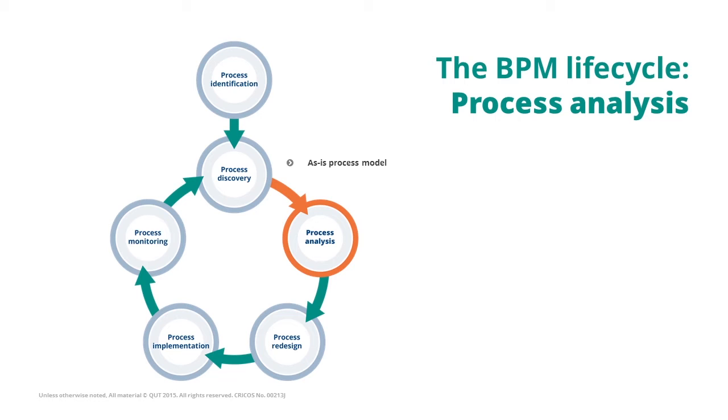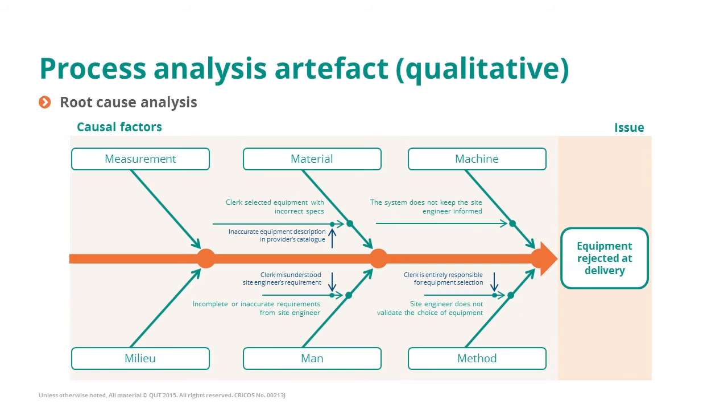There are different types of analysis techniques that lead us to different outputs. Some techniques are qualitative, and they will lead us to organized sets of issues and factors underpinning these issues. For example, root cause analysis is an example of a qualitative process analysis technique that allows us to come up with an inventory of the factors that contribute to a given issue in the process.